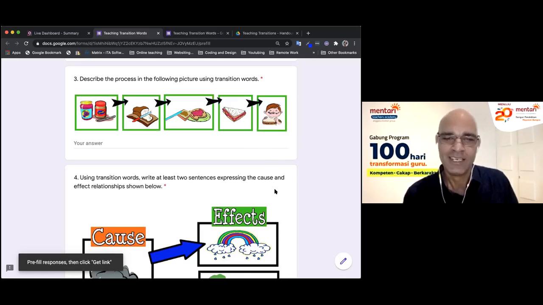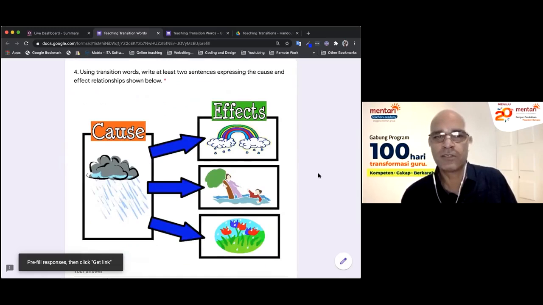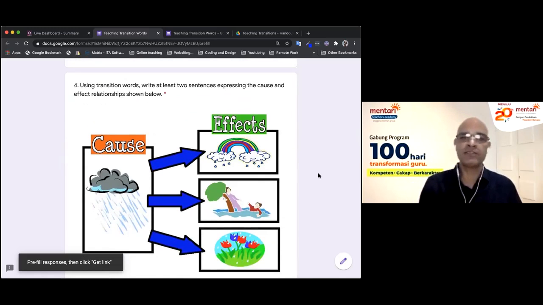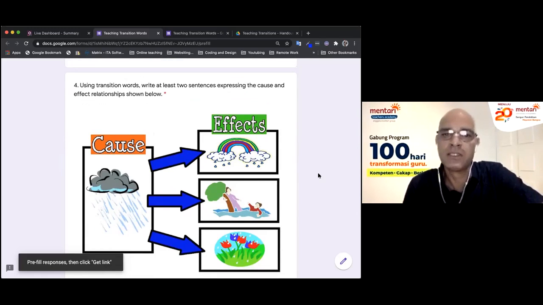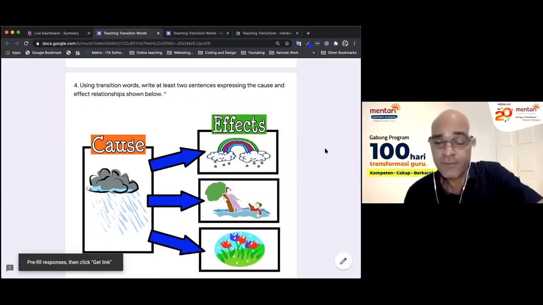Etc. And I can also focus on cause and effect, okay? Using transition words, write at least 2 sentences expressing the cause and effect relationships shown below. So there's 3 possible sentences here, but I'm asking them to write at least 2, okay?